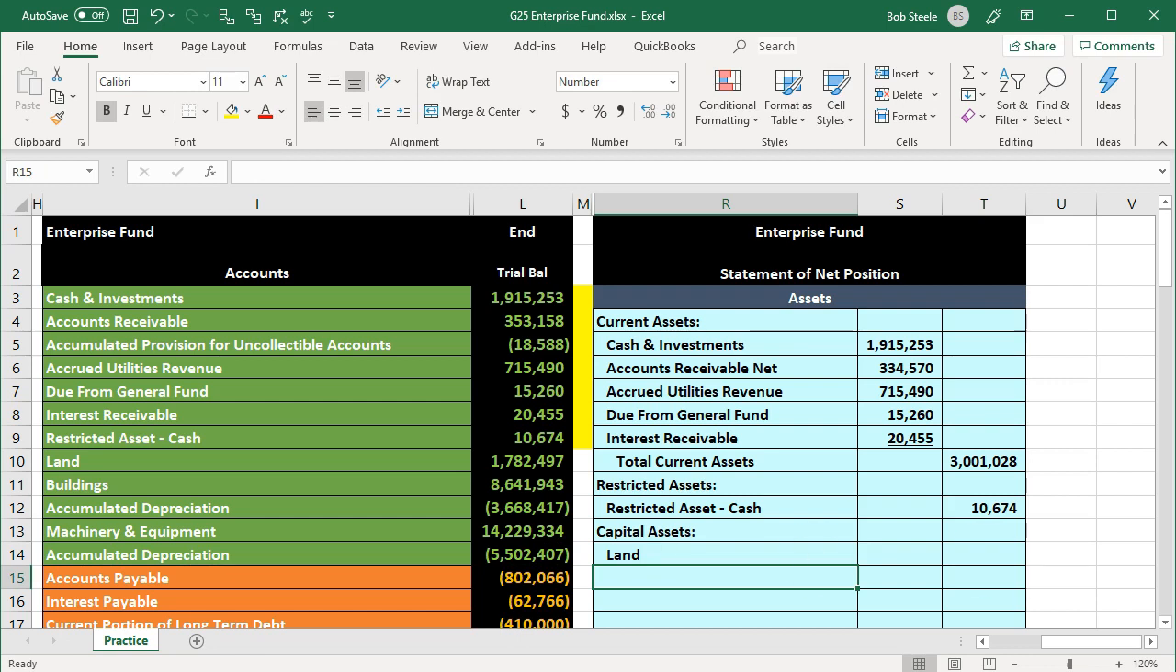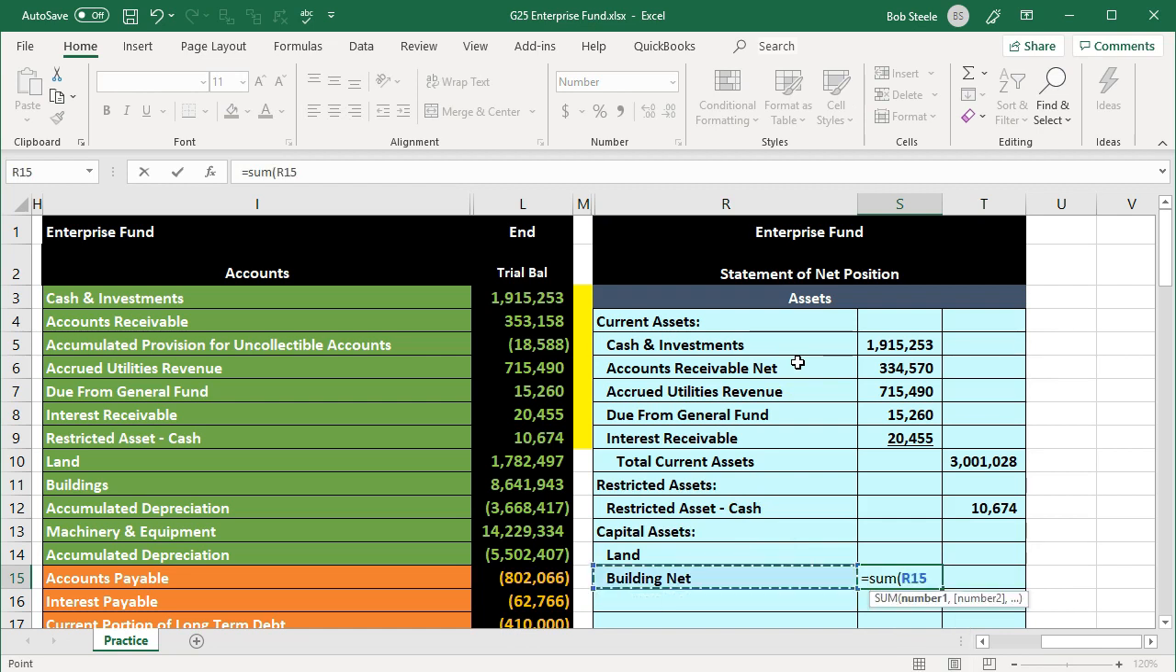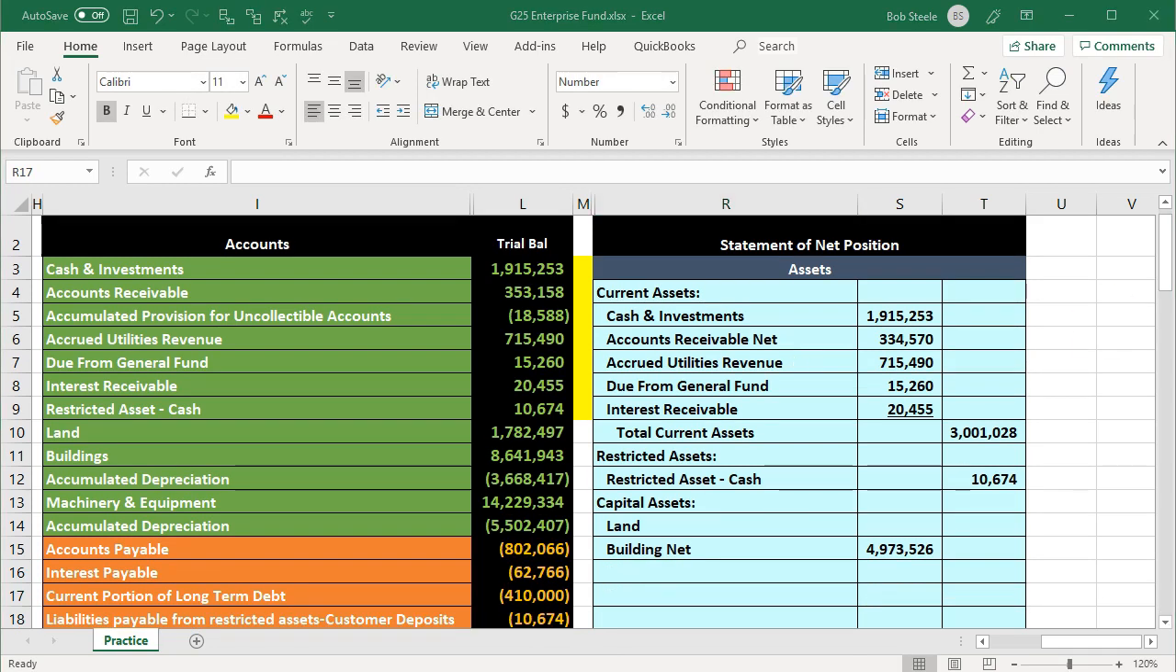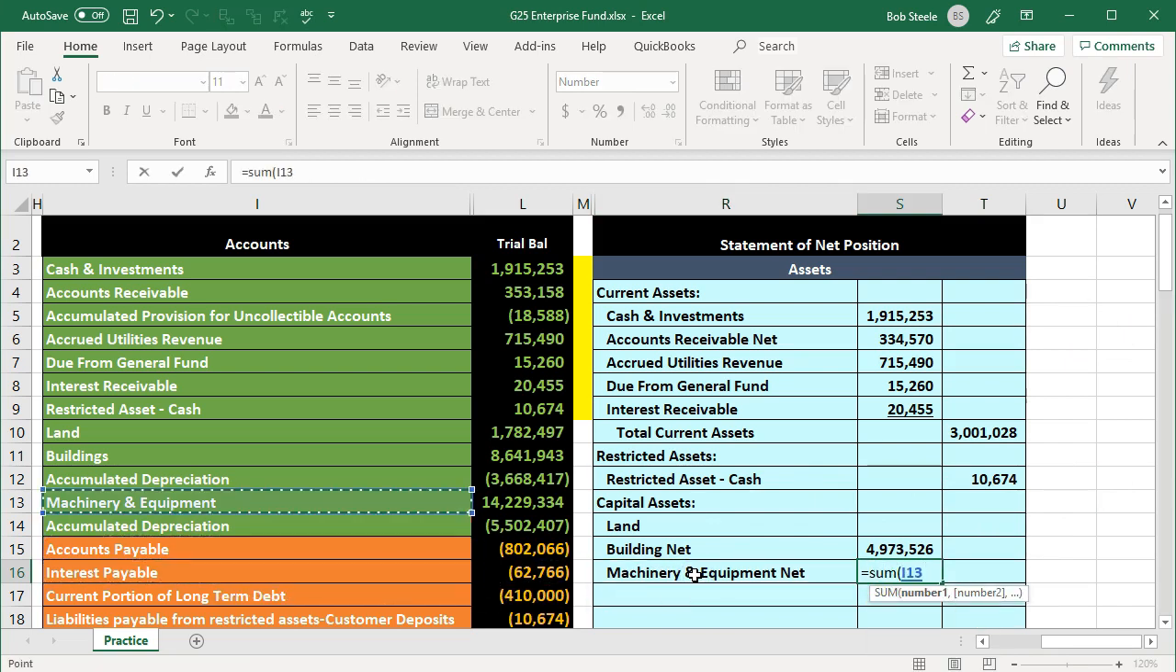So let's put the building on there net so that we'll save some space, and we'll say this is the building net, which means we're going to say this is the sum of the building account and the accumulated depreciation related to it. So we'll subtract those two out, and we get this number. And then we're going to say the machinery and equipment. Well, let's do that net as well, of course. We'll do the same thing, machinery and equipment net, meaning net of the accumulated depreciation. And so there we have that.